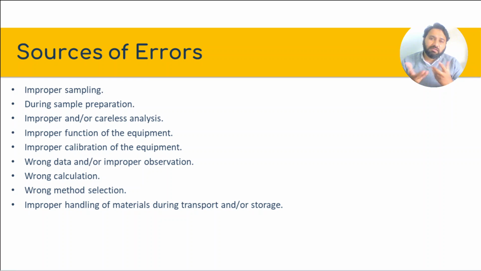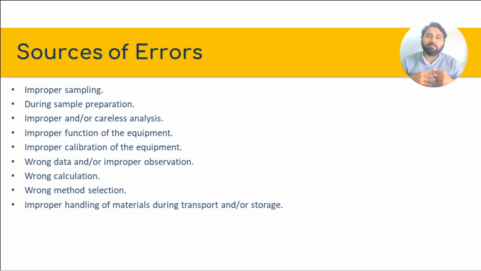Then errors may occur. For example, you are using the same spatula for two types of compounds, or a single pipette for two types of liquid or solvent. So there will be contamination errors. Another source is improper function of the equipment. That means the equipment is not working properly and not giving good results. It's not calibrated, so it is not giving good results as well as not functioning properly.